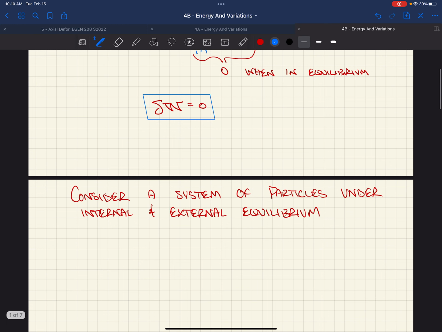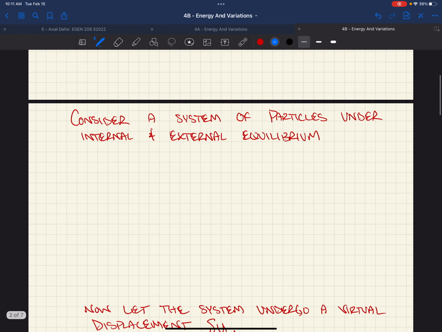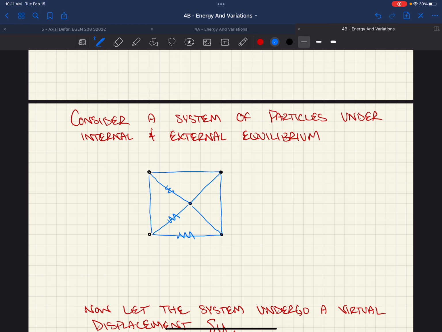Well, if we looked at a system of particles under internal and external equilibrium, let's start by drawing a little system here. The system might have a series of stiffnesses between particles, right? These would be springs.